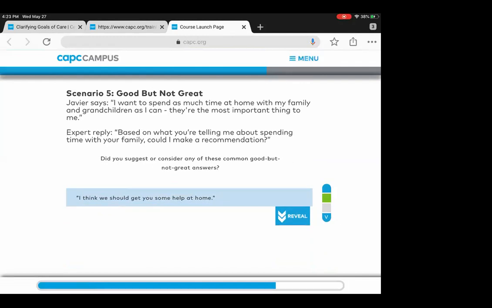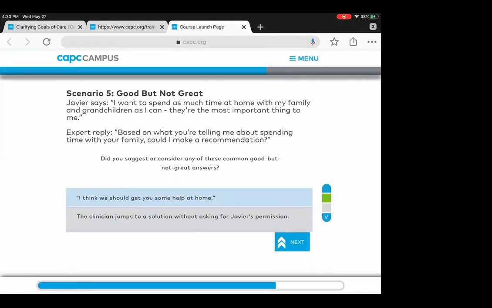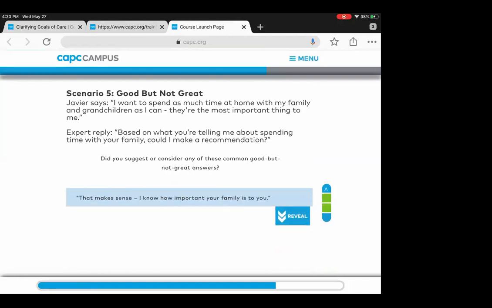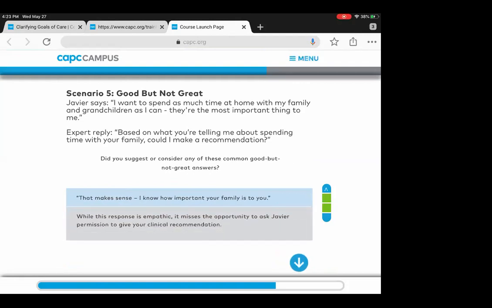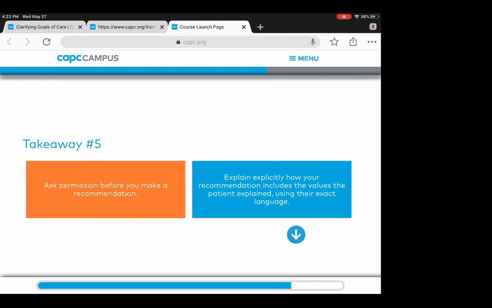A couple of things quickly. Yeah, I think we should get you some help at home. Not a bad statement, it just jumps to that solution without actually acknowledging the statement or the permission. That makes sense. I know how important your family is to you. Empathetic, it's not a bad statement, but then you'd have to follow it up with another question, because it misses that opportunity to ask permission to give your recommendation or to lead into that discussion. So takeaway number 5: ask permission before you make a recommendation, and explain your recommendation, how that ties into what the patient's already explained.